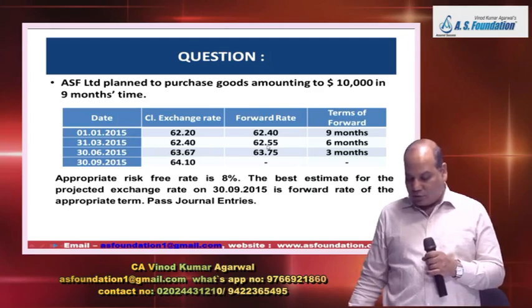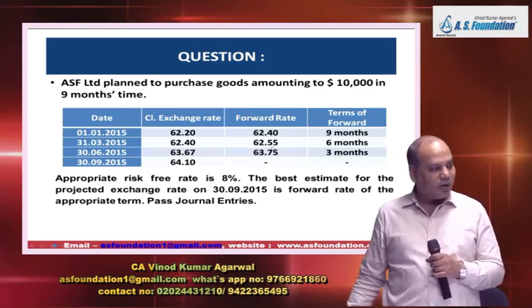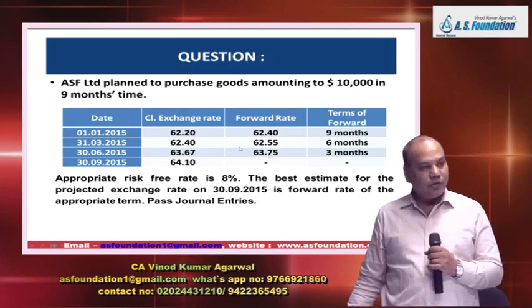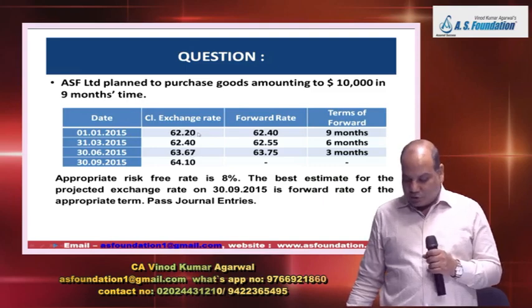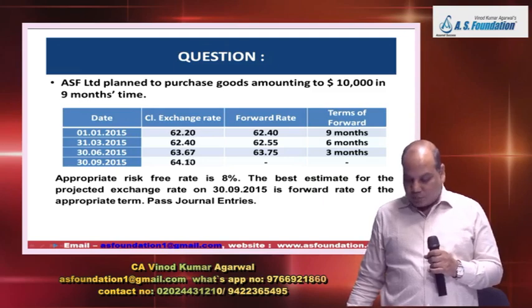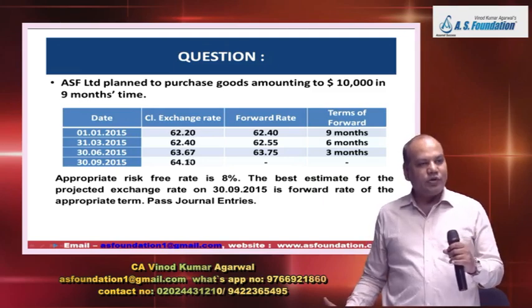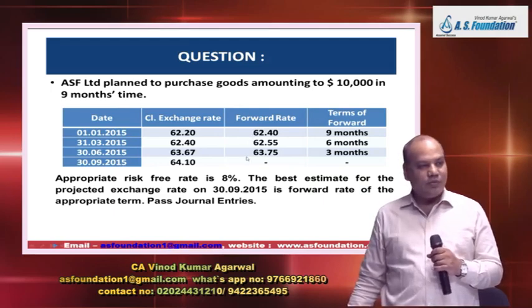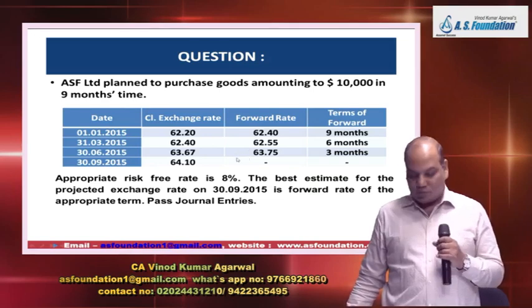So are we gaining or losing? On forward we are gaining. On forward we are gaining. But on the spot we are losing. Same thing here also. 63.67, 63.75. So we have to compute the cumulative change. Means every time I will take the opening balance as a base and go up to that point. That difference is my cumulative change. Again I will compare 1st January with this figure to compute the cumulative change.